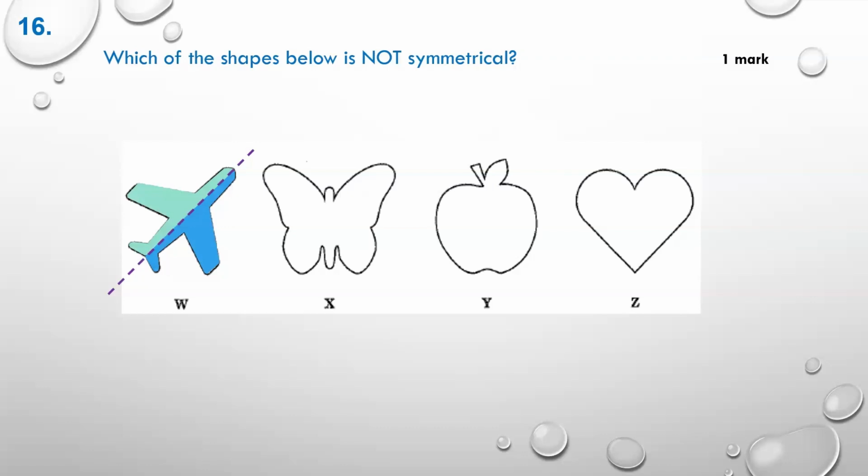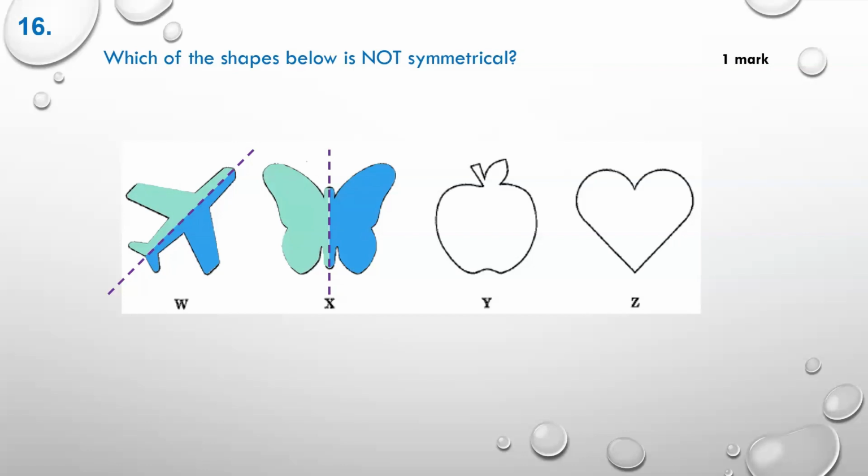Okay, so let's look at the X, which I believe is a butterfly. Can we fold it in a particular way so they fold perfectly one side over the other? Well, if we draw a line straight up, we can see that what is on the right-hand side, we can fold it and it should fit perfectly over the left-hand side. All right, so X and W, the first two shapes, are symmetrical.